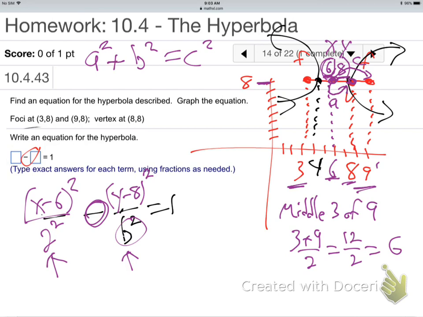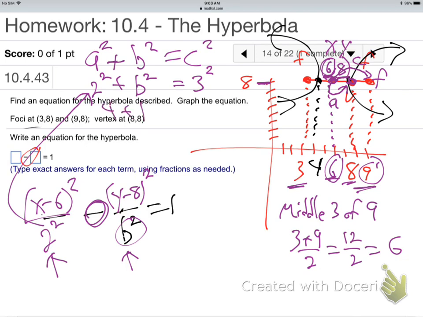Why am I doing that? Because I know C. C is how far from the middle to the focus point. From 6 to 9, which is where the focus point is, right? That's 3. So this is 3 squared. That's C. And I know A squared is 2 squared, right? Because I found it right here. So now I can solve for B. Does that make sense?